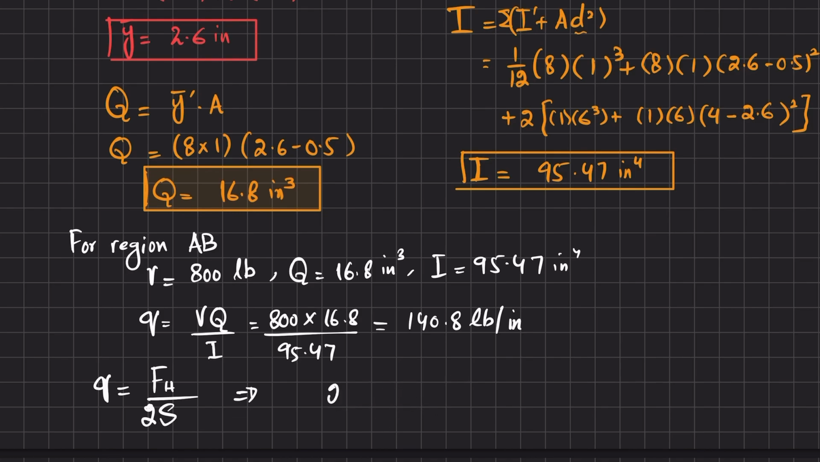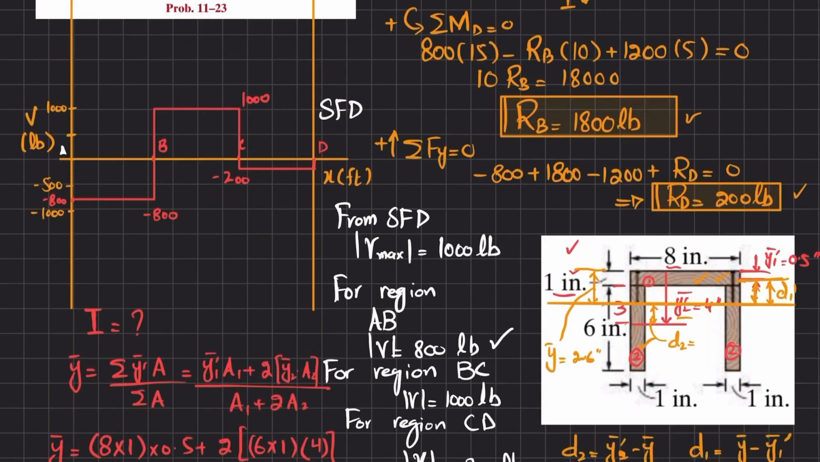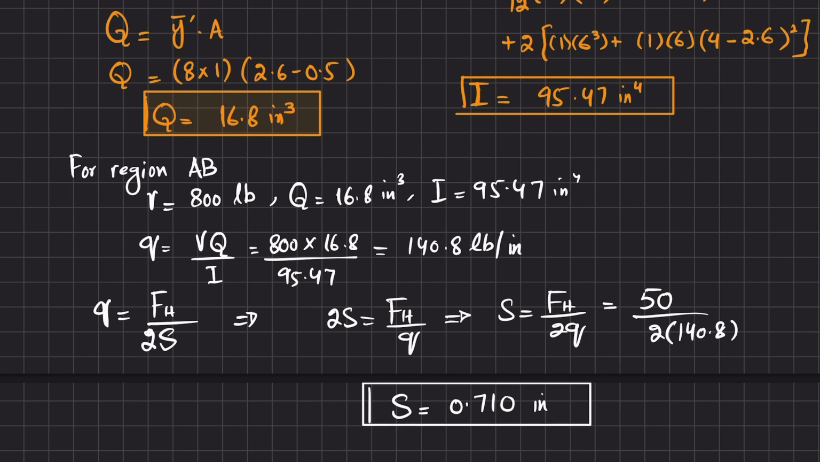So from here 2s will be equal to FH divided by q, and if you further simplify it, s will be equal to FH over 2q. So put the value, FH is given in the question as 50 pounds. Let me show it as well. That is 50 pounds. Clear? Divide by 2 times q, which is 140.8. So when you solve this, you will get s equal to 0.710 inch. This is the distance between nails for region AB.